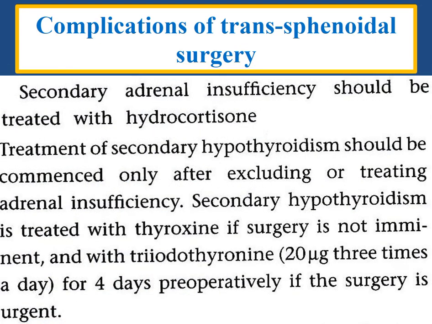Secondary adrenal insufficiency should be treated with hydrocortisone. Treatment of secondary hypothyroidism should be commenced only after excluding or treating adrenal insufficiency. Secondary hypothyroidism is treated with thyroxine if surgery is not imminent, and with triiodothyronine for 4 days preoperatively if the surgery is urgent.